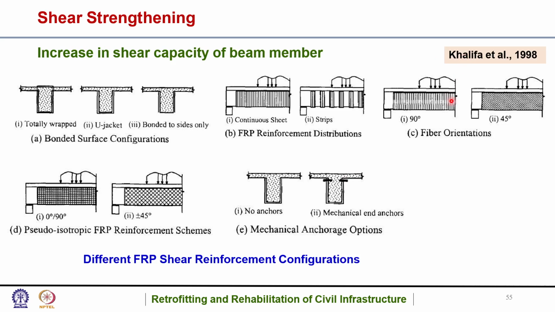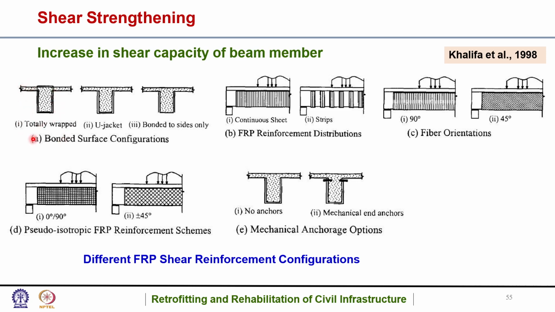So if we go to a literature from 1998 done by Khalifa, here you could see the increase in shear capacity of beam members. This is totally wrapped, this is a U jacket, and this is bonded to sides only. The double lines basically mean the shear strengthening.